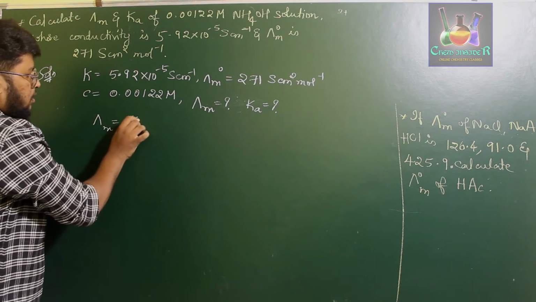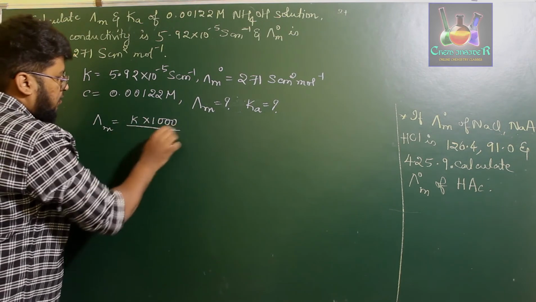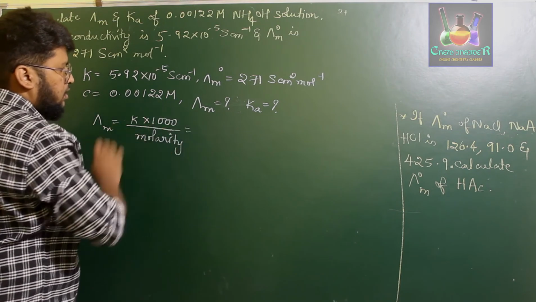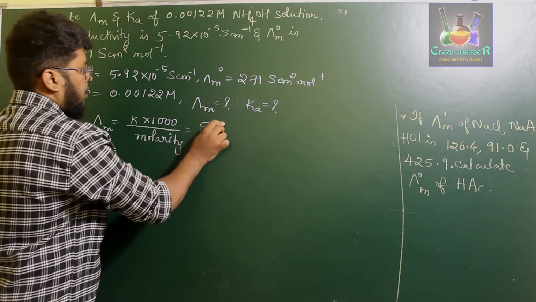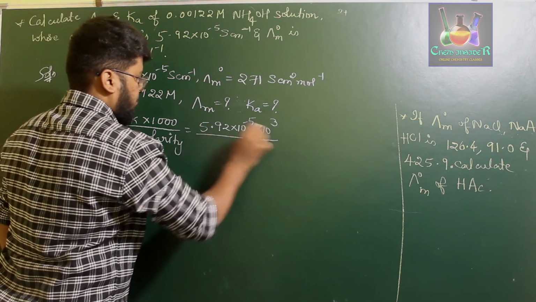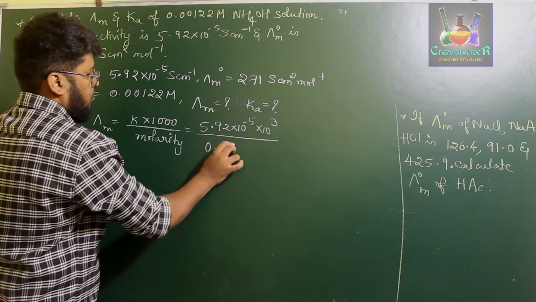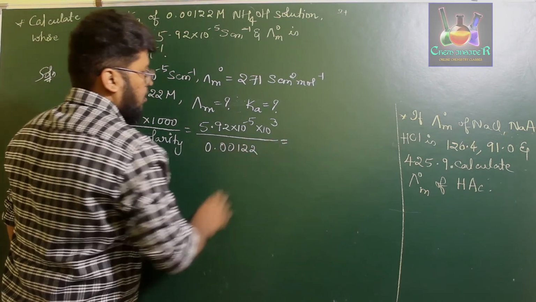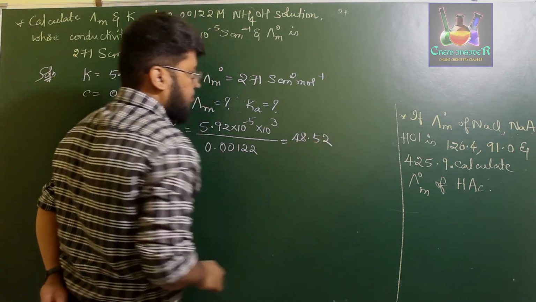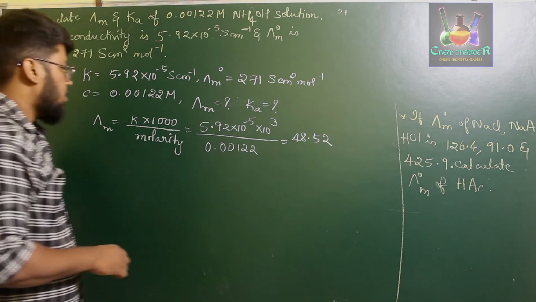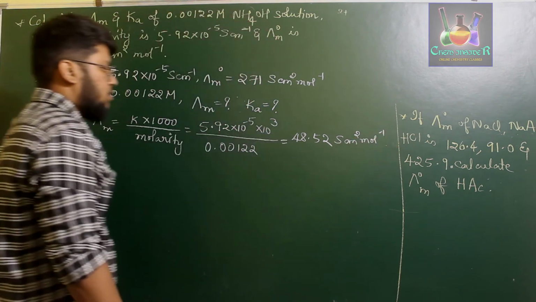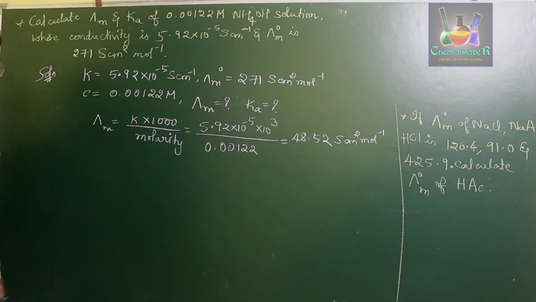Lambda m is equal to kappa into 1000 divided by molarity. So that is equal to 5.92 into 10 to the power minus 5 into 10 to the power 3, whole divided by 0.00122, which is equal to 48.52. That is equal to 48.52 Siemens centimeter square per mole.